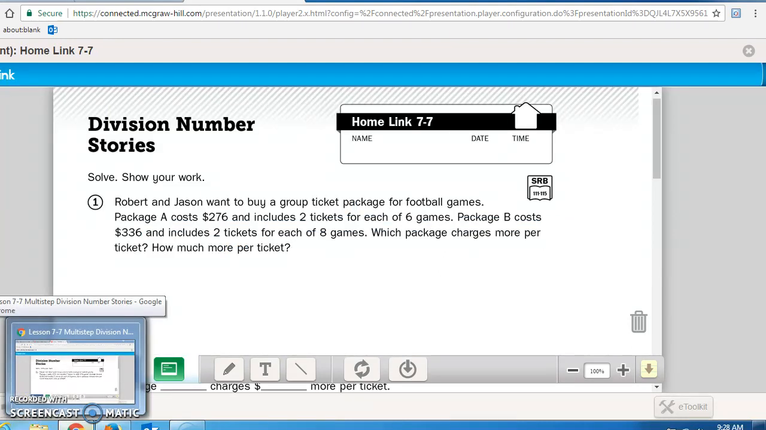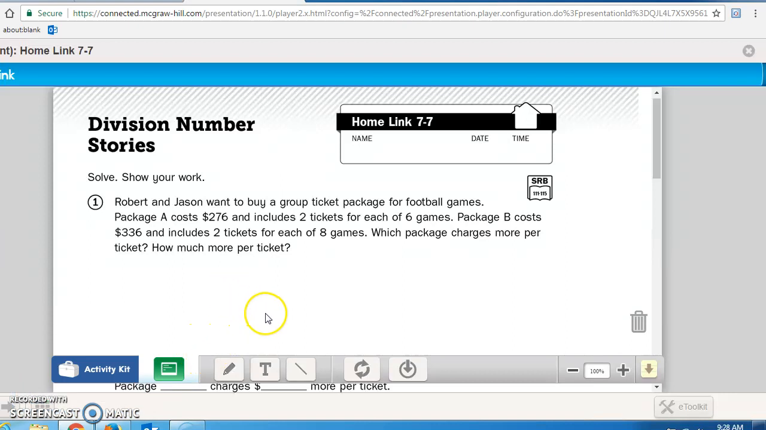Now that you've corrected Math Journal page 247, your final assignment is Math Masters page 276. So please go get that from the answer file. It says, Robert and Jason went to buy a group ticket package for football games. Package A costs $276 and includes 2 tickets for each of the 6 games. Package B costs $336 and includes 2 tickets for each of the 8 games. Which package charges more?